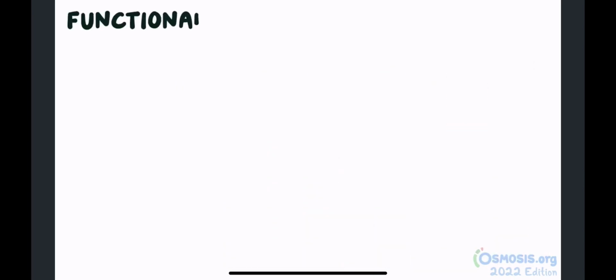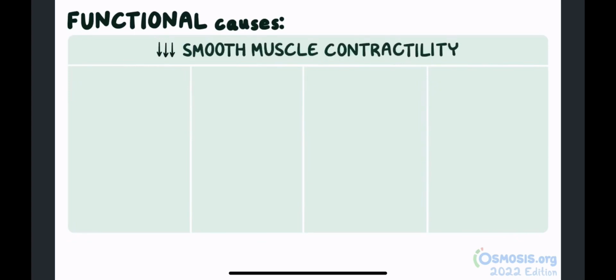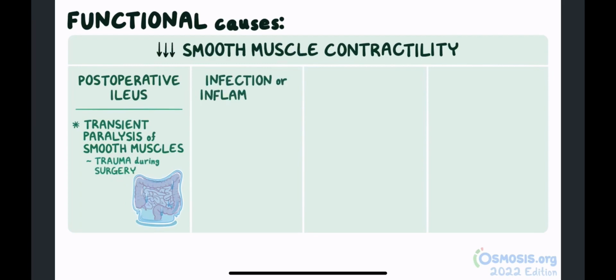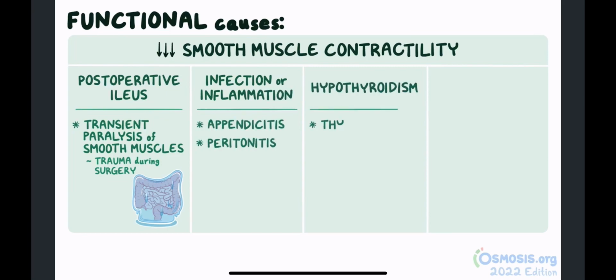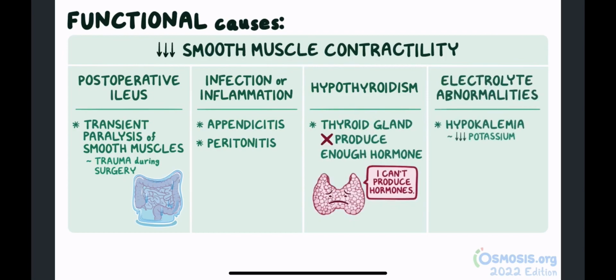Now, regarding functional obstruction, causes include anything that decreases the smooth muscle contractility. The most common cause is postoperative ileus, which is transient paralysis of the smooth muscle in the intestinal wall, and it's usually caused by trauma during surgery. Other causes include infection or inflammation, such as appendicitis or peritonitis, hypothyroidism, meaning the thyroid gland doesn't produce enough thyroid hormones, and electrolyte abnormalities like hypokalemia, meaning low potassium in the blood, or hypercalcemia, which is high calcium in the blood, or various medications like opioids.